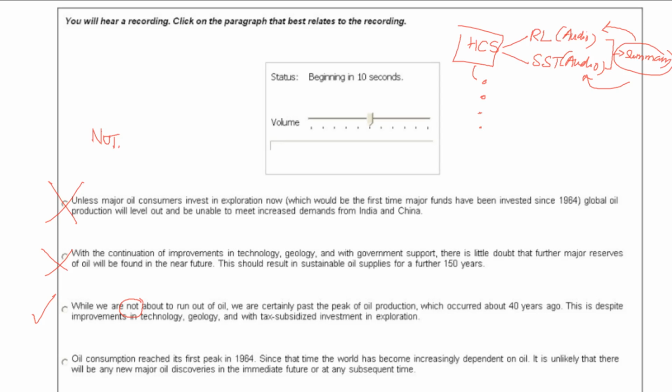So, oil consumption reached its peak in 1964. Okay, no, it has never told that it reached its peak in 1964. Since that time, the world has become increasingly dependent on oil. Did anything say about increasingly dependent upon oil? Nope. And it's unlikely that there will be any new major oil discoveries in the immediate future or in any subsequent time. So it's giving excess information and non-relevant information, which wasn't even in the audio recording. So this cannot be the option choice as well. So the option choice would be C for this sort of question.